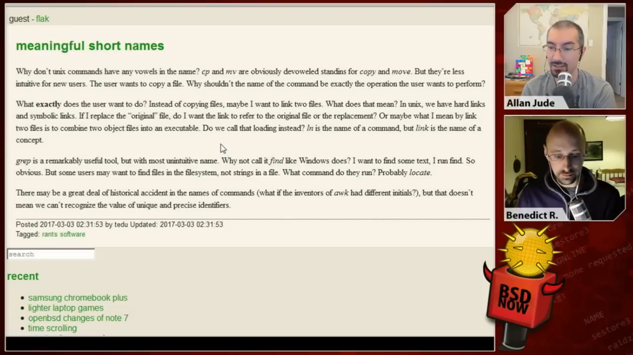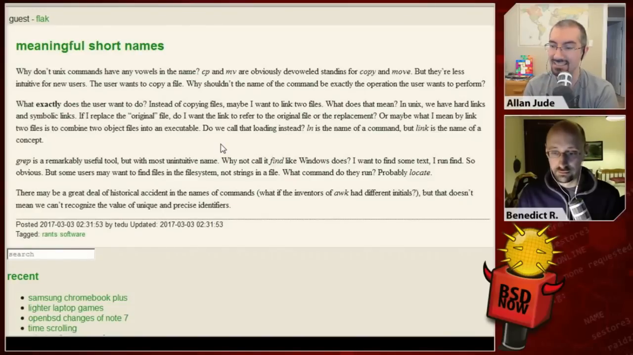Instead of copying files, maybe they want to link to files. What does that mean? In Unix, we have hard links and symbolic links. If I replace the original file, do I want the link to refer to the original file or to the replacement? Or maybe what I mean by link is combine two object files into an executable.